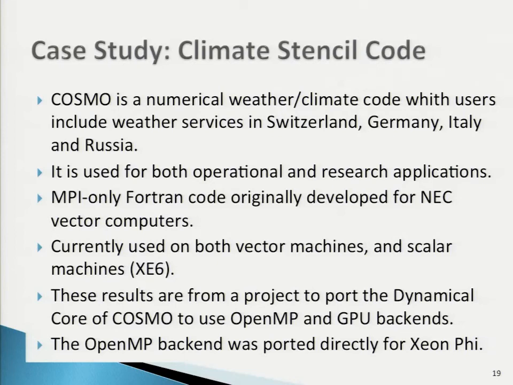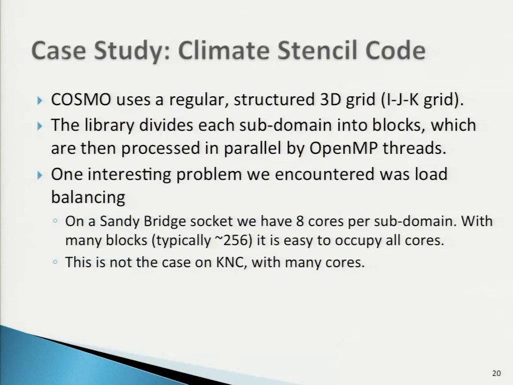And this rewrite has multiple backends targeted at different hardware architectures, and we looked at porting it to the Xeon Phi, which basically meant recompiling it. And it uses a regular structured 3D grid, so it's the sort of operation that should be quite well suited. And the way the library works is it divides our subdomain into blocks and then distributes the blocks amongst OpenMP threads. So you have one thread per block.